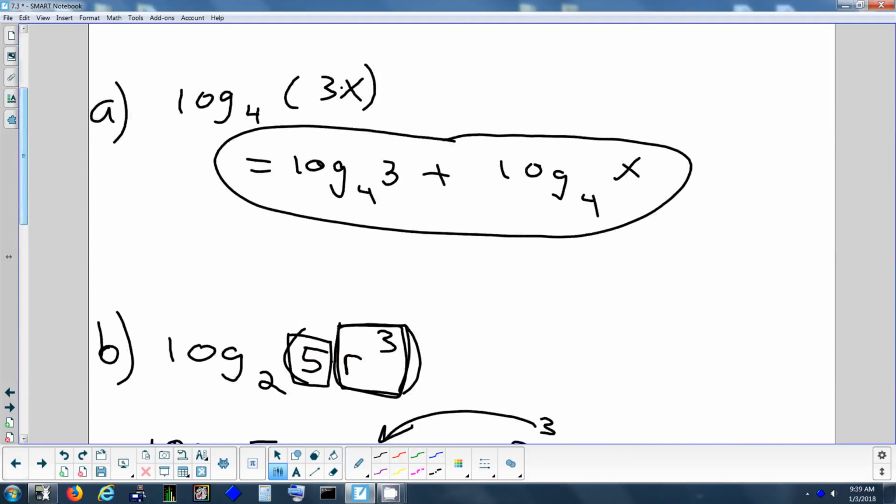As log base 4, the base stayed the same. And what about what's in the parentheses? That just got multiplied together. The two arguments got multiplied together. So whenever you have addition, you multiply.